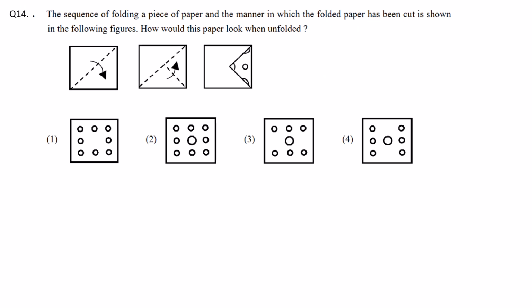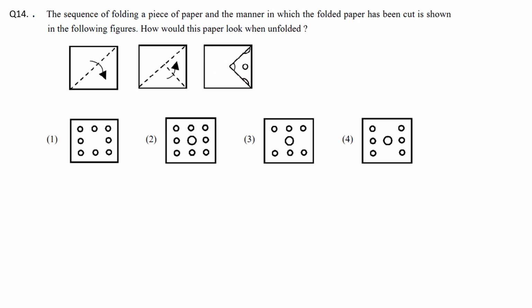Now question number 14. This question is based on the paper folding method, and you have to find out how this paper would look when unfolded. So here you have to go in reverse order. First we will unfold from here. You have to assume that one mirror is placed here. Then you have to plot how the mirror image will come on this side, and then place the mirror in this diagonal, and see how the mirror image will form on the other half.